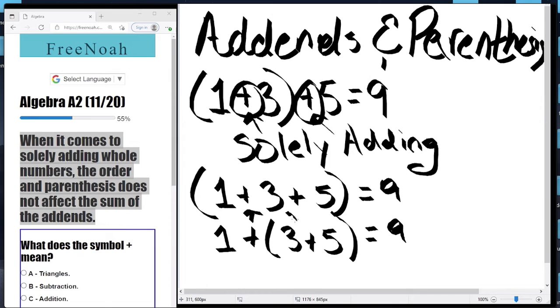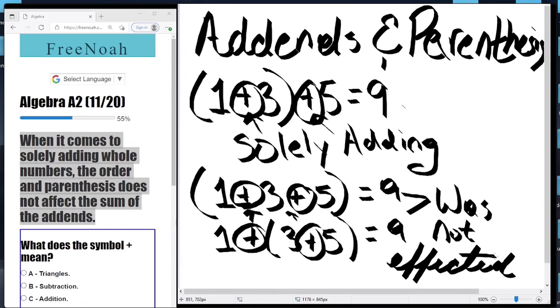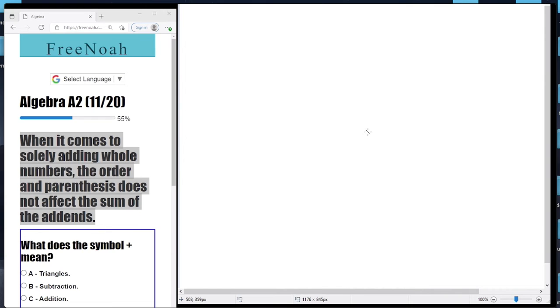So because we're solely adding here, with addition signs here, here, here, here, and here, the order of these parentheses does not matter. They will still equal the same. The sum was not affected, and that's because we're adding only. All right, so let's continue forward here.